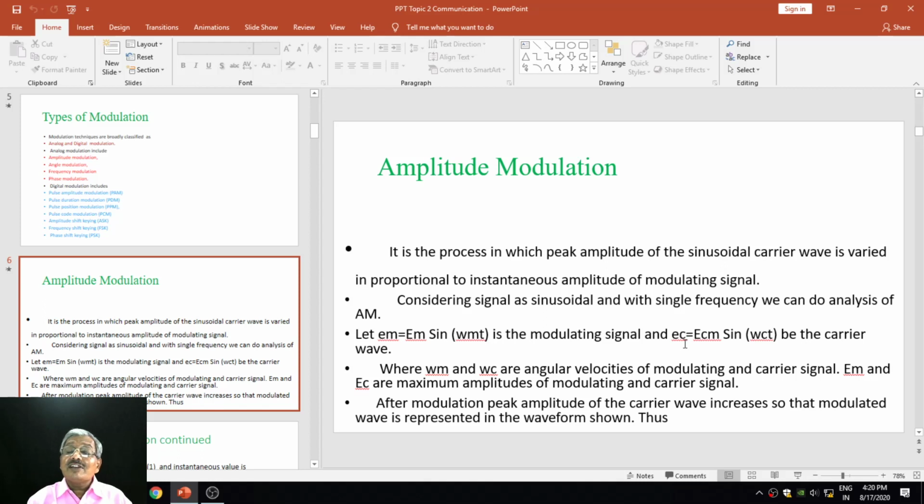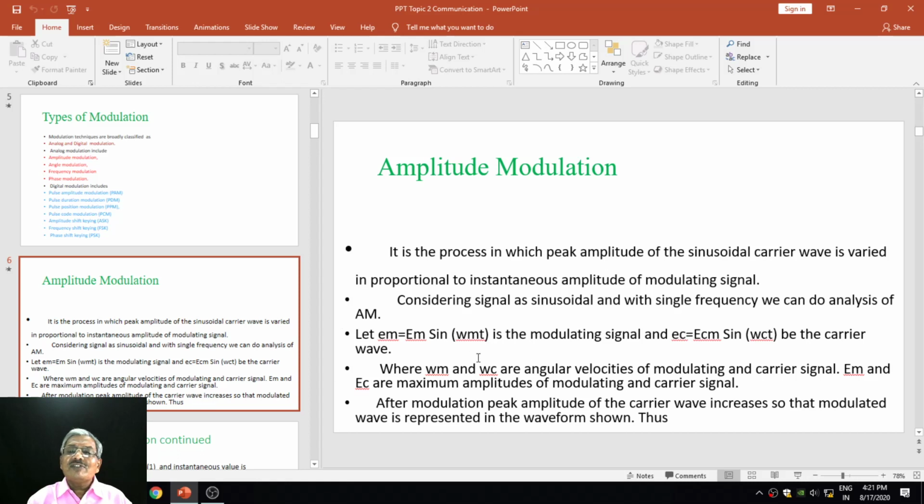Analogous to that, let me consider EC as a carrier wave, which is equal to ECM sine of omega c t. Capital ECM represents the peak amplitude of the carrier wave, whereas omega c represents the angular velocity of the carrier wave. The difference between the signal to be modulated and the carrier wave is that carrier wave possesses the high frequency, whereas the signal to be modulated possesses the frequency as per the signal variation that takes place.